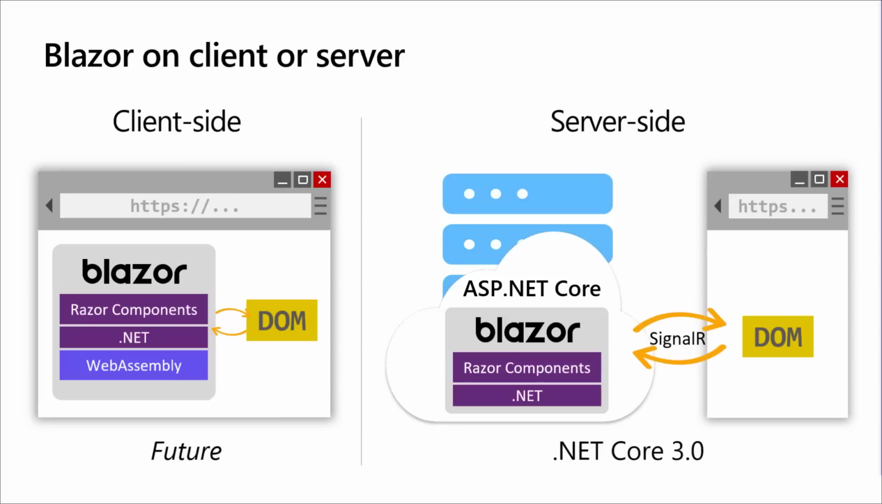So server-side Blazor is actually shipping in .NET Core 3.0, which is already in preview and will ship later this year. Client-side Blazor is evolving in parallel. Every time we ship a .NET Core 3.0 preview release, we ship an update to client-side Blazor that uses exactly the same component model, and it will then ship at some future point after .NET Core 3.0 ships once the WebAssembly runtime is ready. So now let me show you.